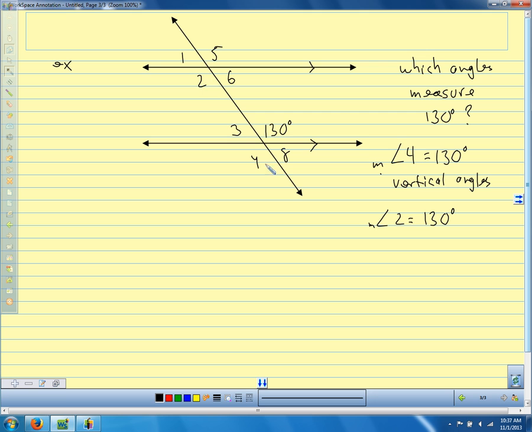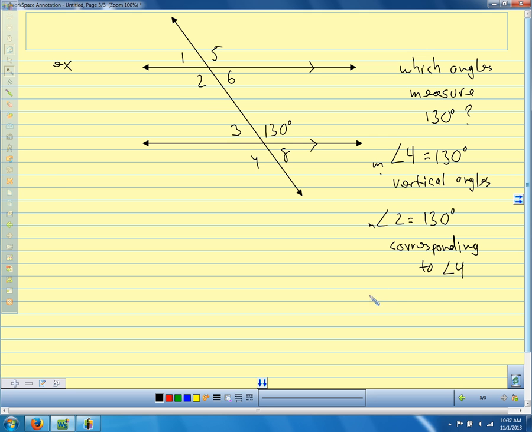So one is interior, one is exterior, so we call those corresponding. So it corresponds to angle 4. And another way we could say that is it's also an alternate interior angle with the 130 degree angle. So there's two different ways that we could say it. So this is corresponding to angle 4, or it's alternate interior with the 130 degrees.